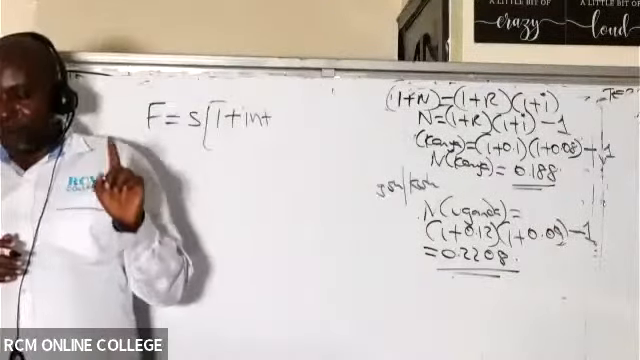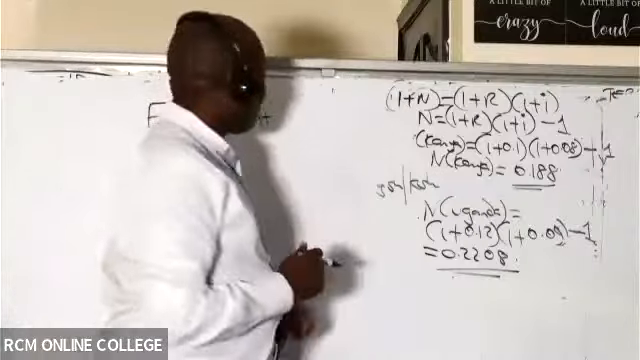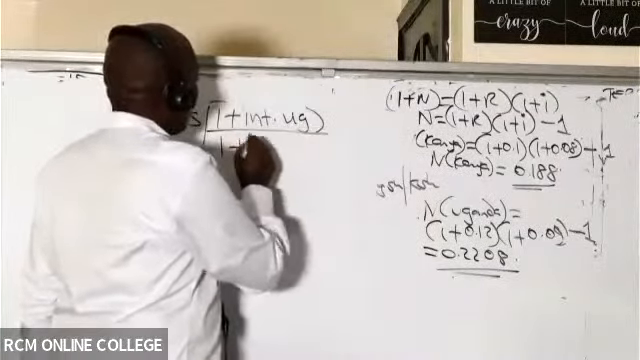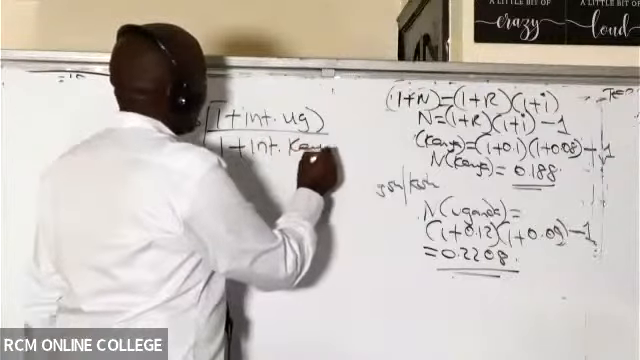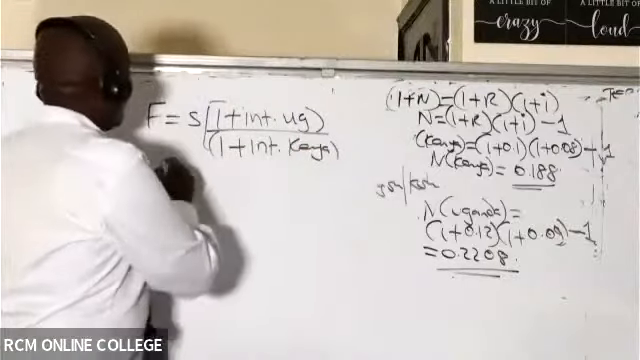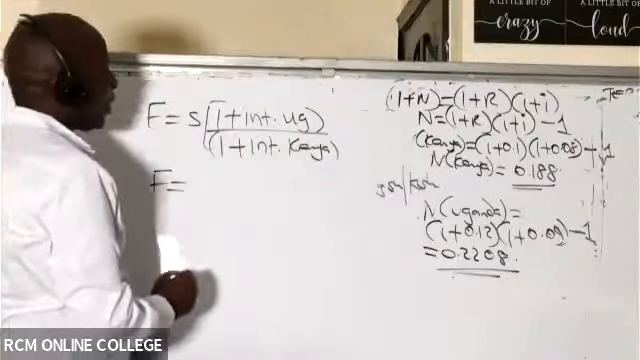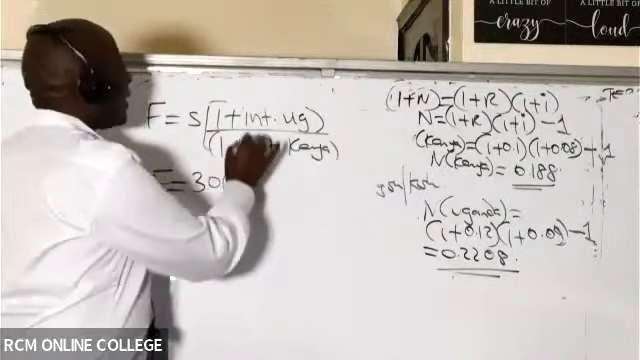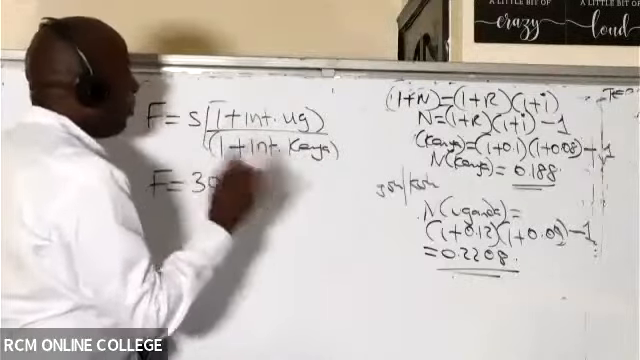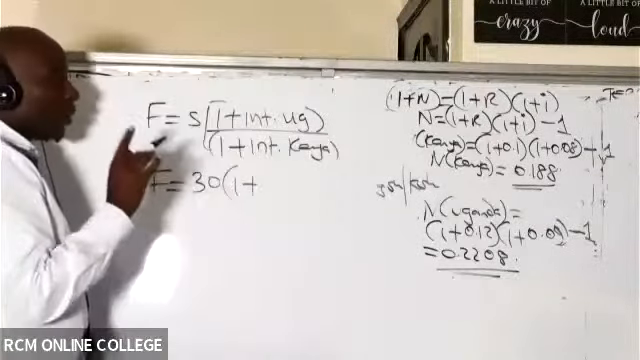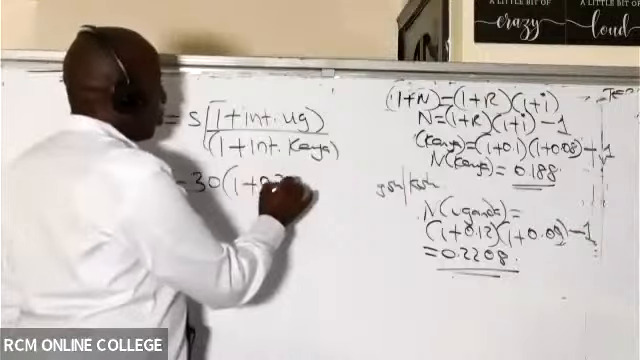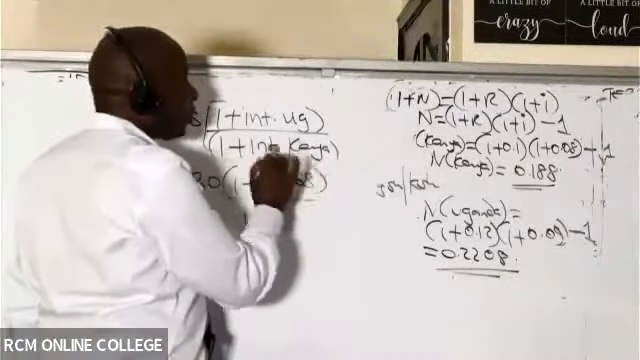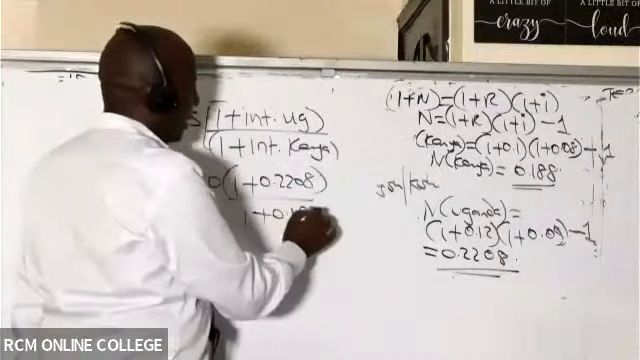Remember it is 30 Uganda shillings. Yes. So interest rate Uganda all over 1 plus interest rate Kenya, like that. So then my F here will be equal to the spot rate. The spot rate given here is 30 Uganda shillings into 1 plus interest here in Uganda has to be the nominal interest rate, so 0.2208, all over 1 plus interest rate in Kenya, which has to be the nominal, which is 0.188, like that.